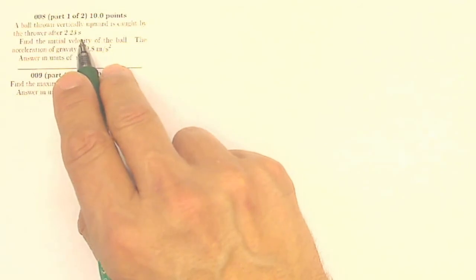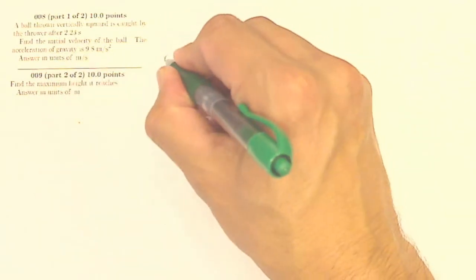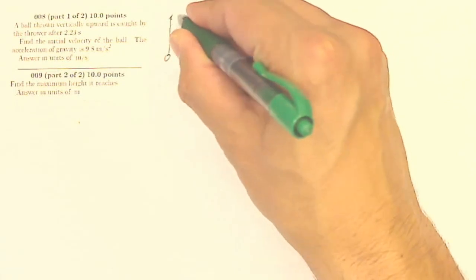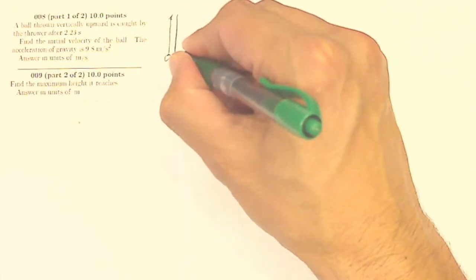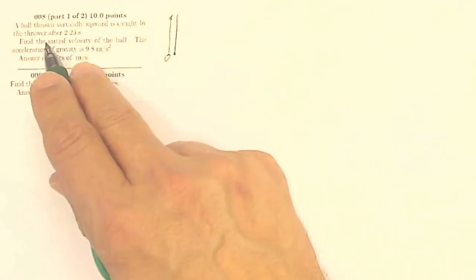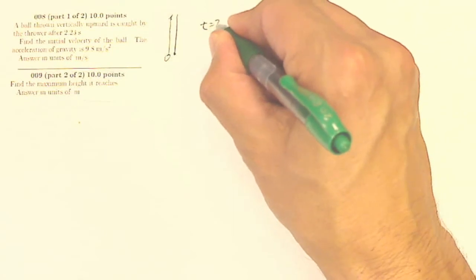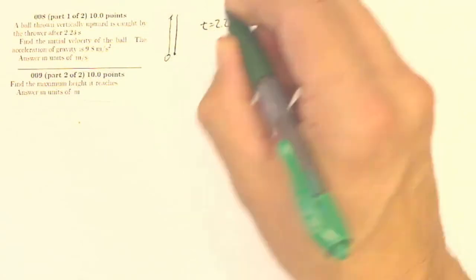This is physics homework number 6, questions number 8 and 9. It says, a ball thrown vertically upward is caught by the thrower after 2.23 seconds. So what happens here is the ball goes up in the air to a highest point, and then it comes all the way back down and is caught. It's 2.23 seconds, so I know that my time here is 2.23 seconds.